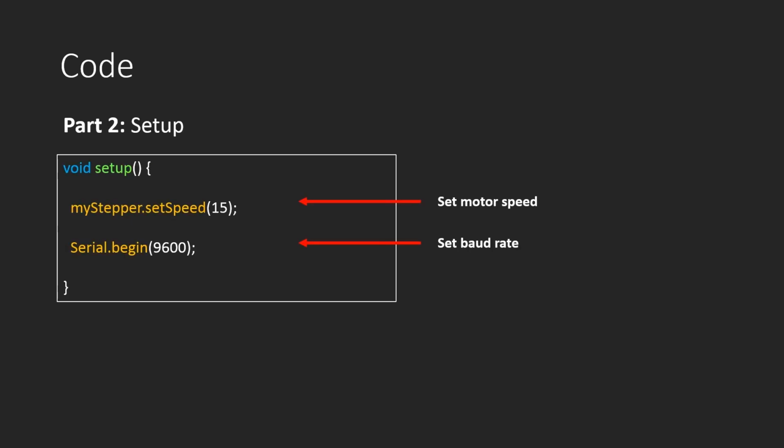The second part of the code is the setup function, which you are already familiar with from previous examples. Here, we want to set up the speed of the motor in units of revolutions per minute, or RPM. To do that, we'll use the function myStepper.setSpeed. In this case, you notice I've selected an RPM value of 15 because that's the speed that works best for my setup based on trial and error. Next, we set up our serial baud rate to 9600, just like in our previous examples.